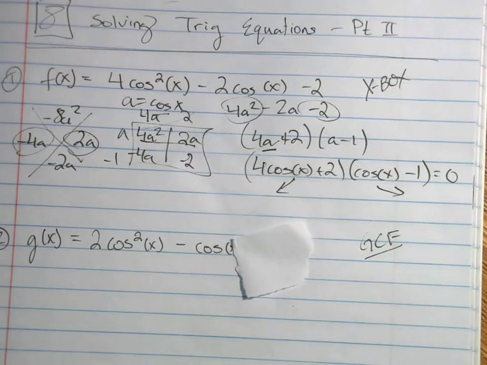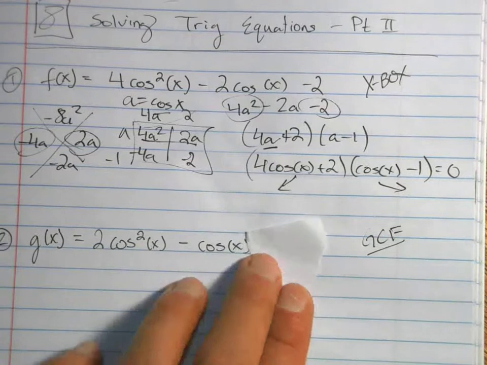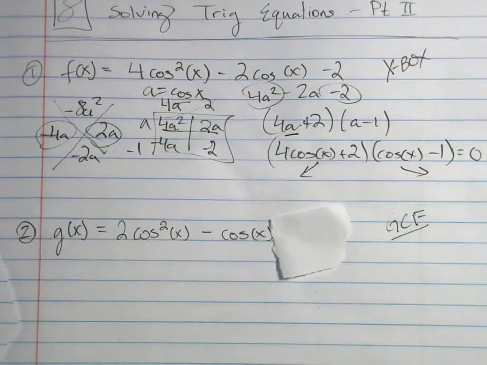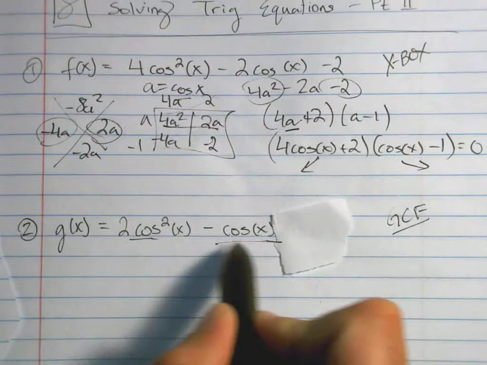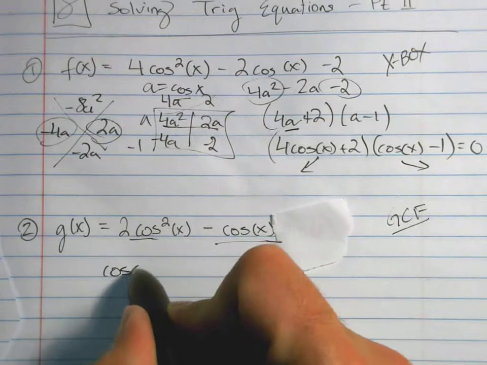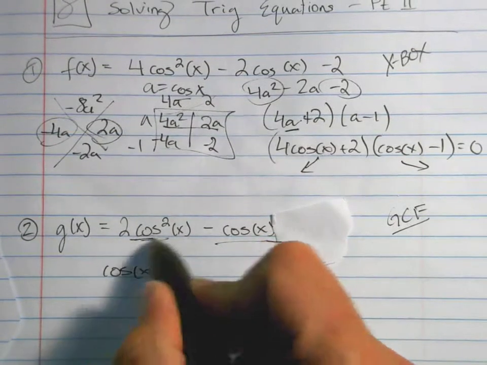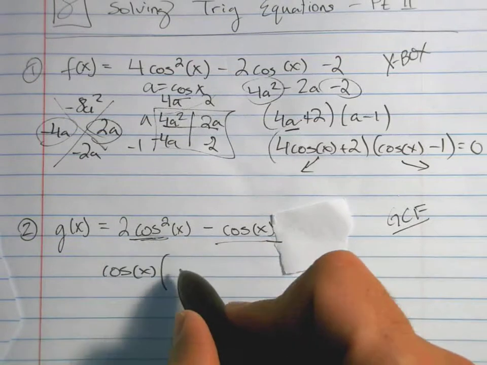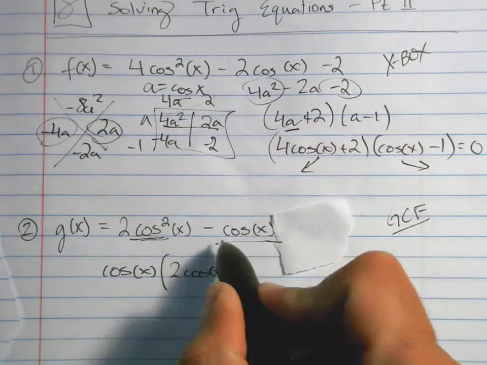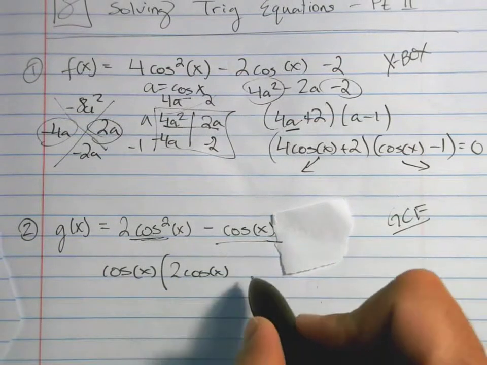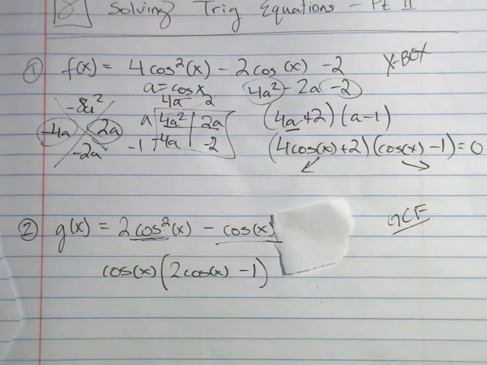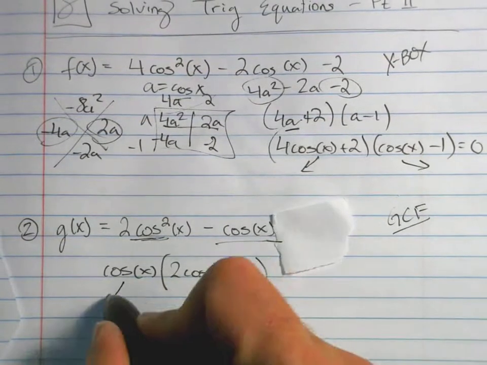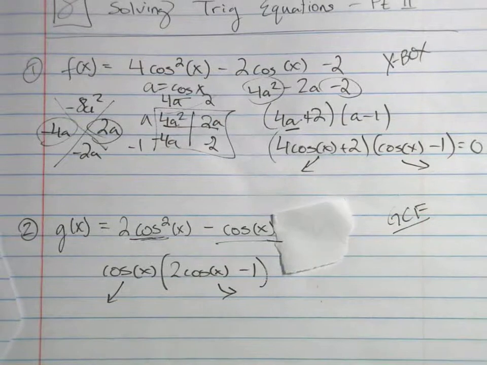And the same thing will apply to here. Let me quickly show you what happens here. What do these both have in common? Well, they both have in common a cosine. I pull out the cosine. What's left here? Yeah, 2 cosine. What's left here? No, not 0. 1 is left there. So now I have 2 factor groups here. Set both of those equal to 0 and solve.